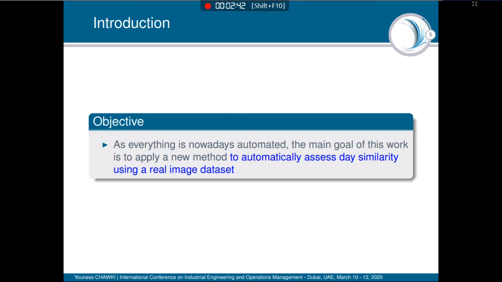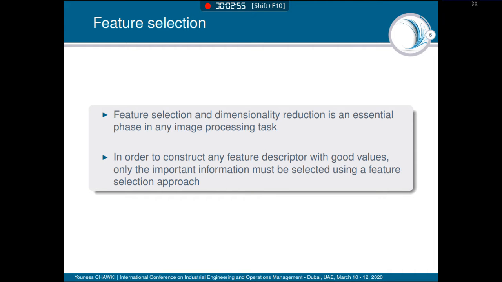The main goal of this paper is to apply a new method to automatically assess the similarity using a real image dataset. So, in the feature selection, we're interested in extracting the features. Indeed, feature selection and dimensionality reduction is an essential phase in any image processing task. That's why we're going to focus on the important information.